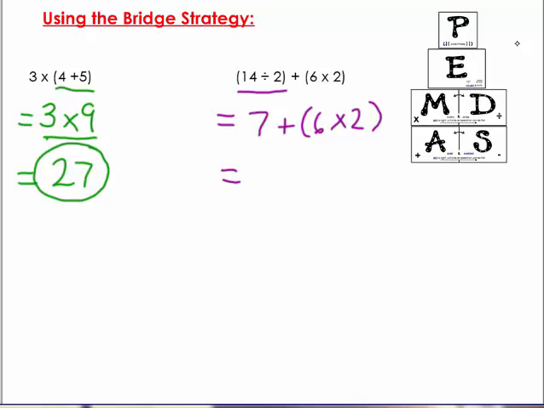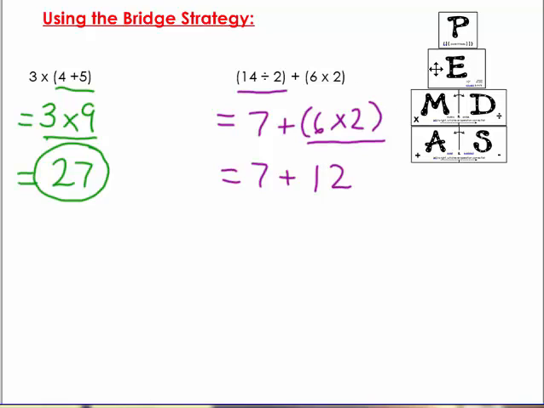Okay, I'm still with parentheses, so I need to do more parentheses. So I'm going to draw a bridge here under these. Whatever's not on the bridge comes down. 7 comes down. Plus sign comes down. Now I'm going to perform what's on the bridge. So 6 times 2 is 12. Okay, and now I'm done with parentheses.